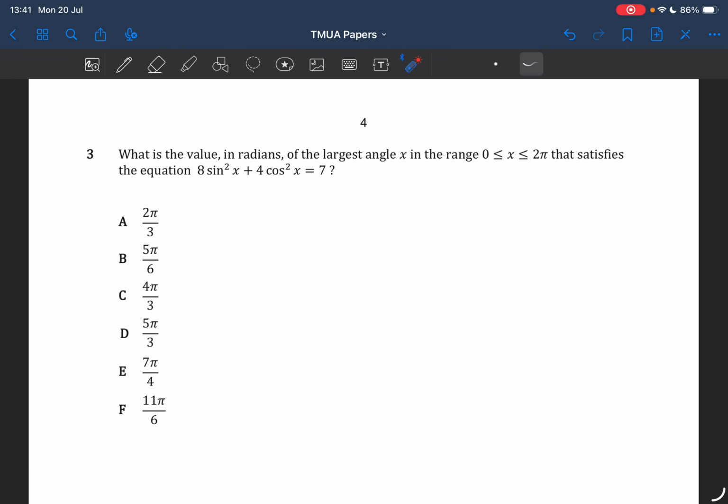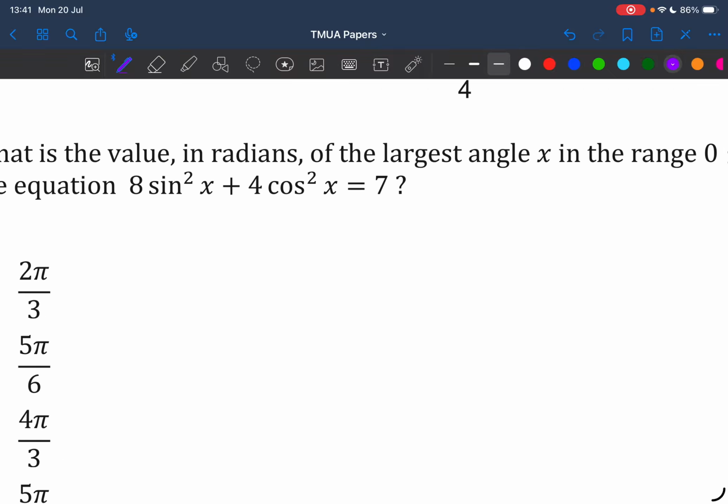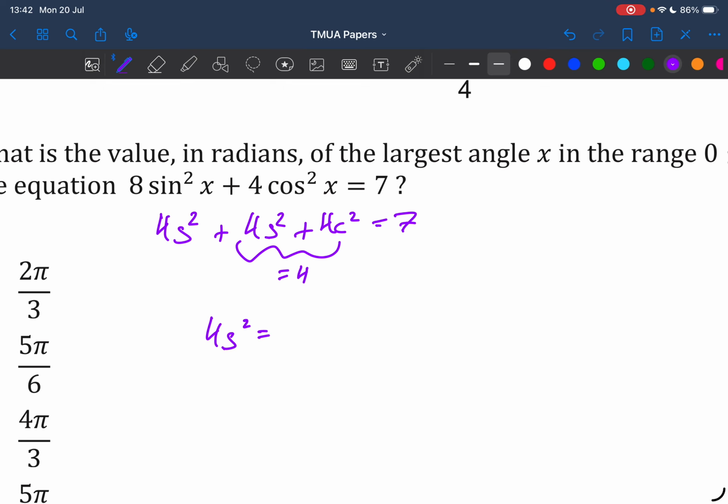So what is the value in radians of the largest angle between 0 and 2 pi that satisfies this equation? Well, we've got sine squared and cos squared. So we've got the smallest number is 4. So let's steal 4 from the biggest one and make the 4 with those bits. So i.e. we're going to have, instead of the 8 sine squared, 4 sine squared plus 4 sine squared plus 4 cos squared equals 7. These bits are just 4. So 4 sine squared is 3. So sine is going to be plus or minus root 3 on 2.